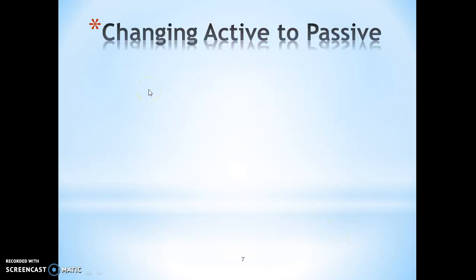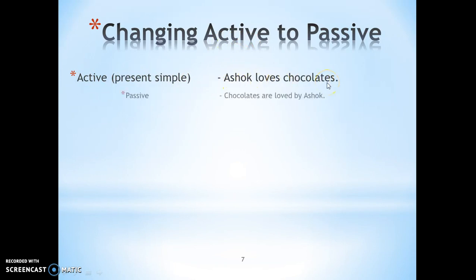Let us see some example sentences to change active to passive voice. In the present simple, Ashok loves chocolates would be written in the passive as chocolates are loved by Ashok. In the active sentence, Ashok is singular, so the singular verb is used. But when the sentence is changed into the passive, chocolates becomes the plural noun, so the plural auxiliary are is used before the past participle form of love.